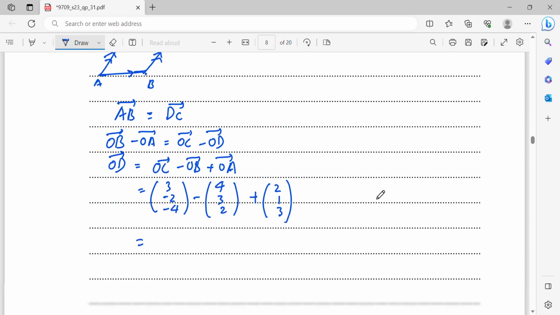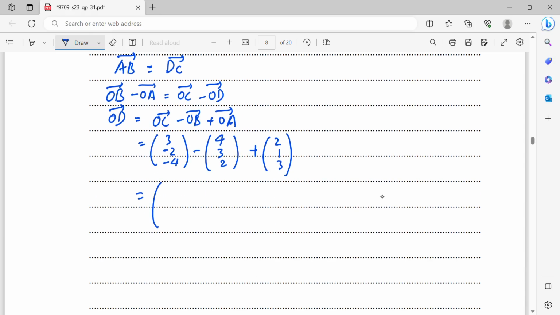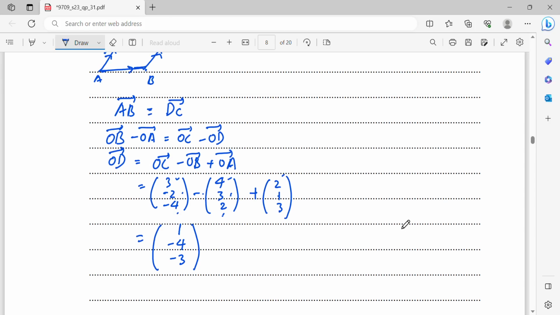Okay, so now simplify the x coordinates. So 3 minus 4 is minus 1. Minus 1 plus 2 becomes 1. Then minus 2 minus 3 is minus 5. Minus 5 plus 1 is minus 4. Last coordinate, minus 4 minus 2 will be minus 6. Minus 6 plus 3 is minus 3. Okay, so let me check one more time. 3 minus 4 is minus 1. Minus 1 plus 2. Okay, the first one is 1. Alright, so therefore this is our OD.